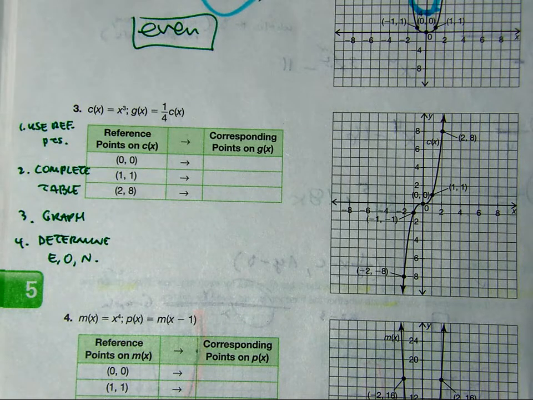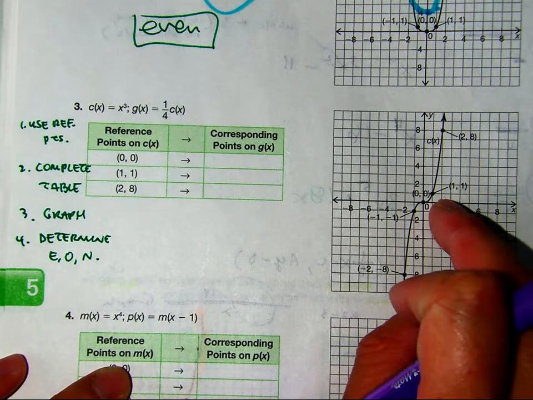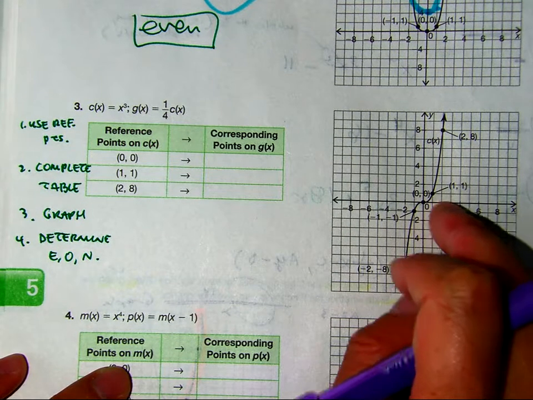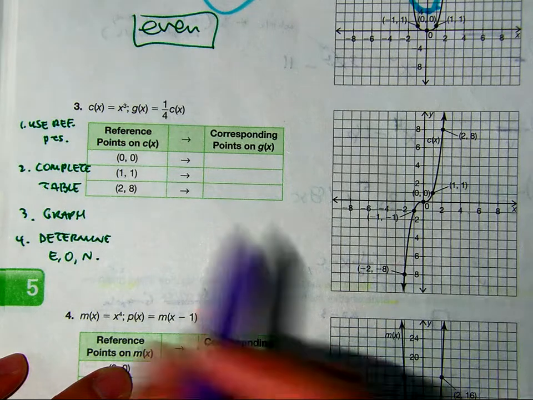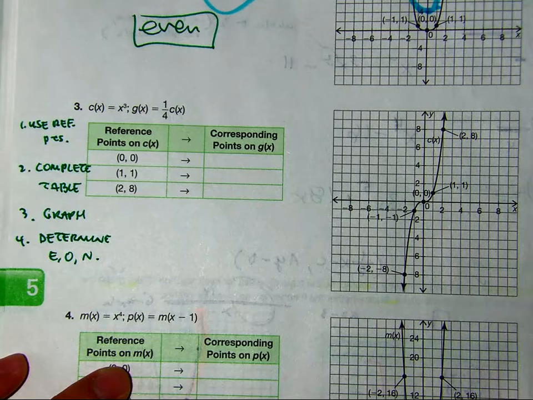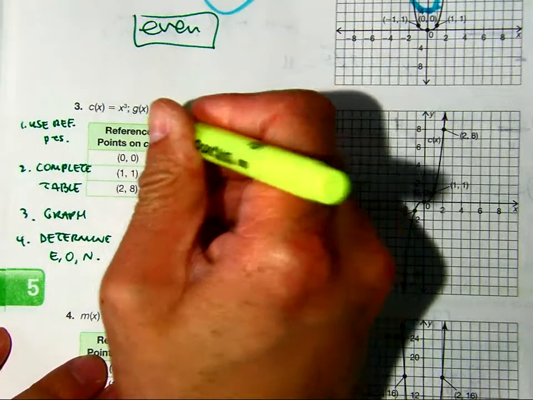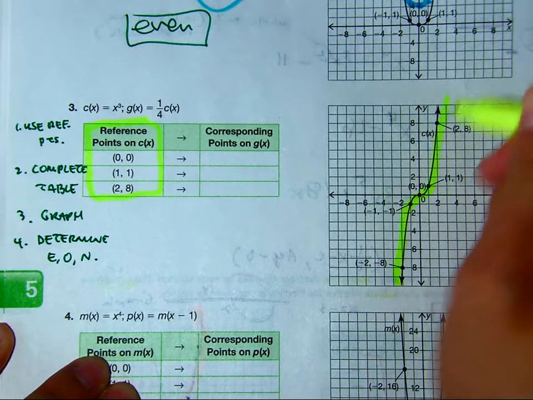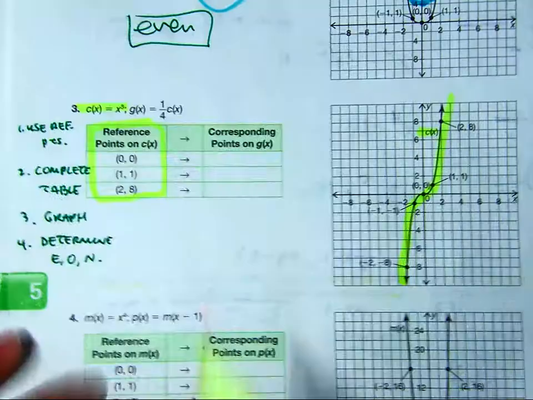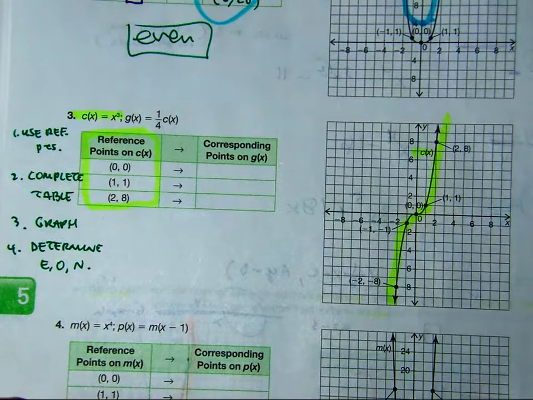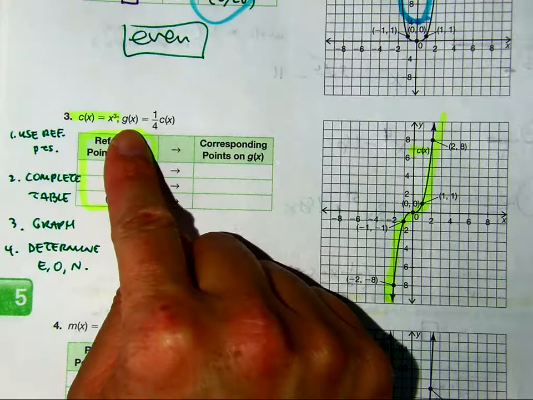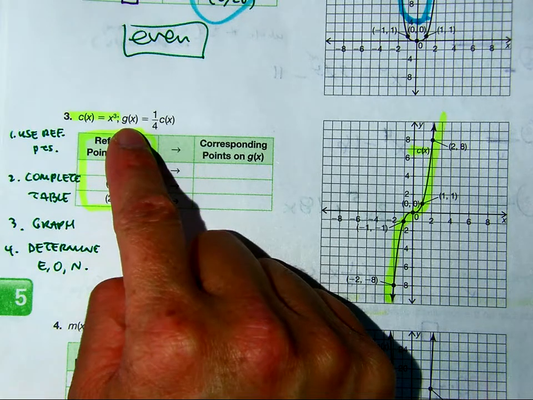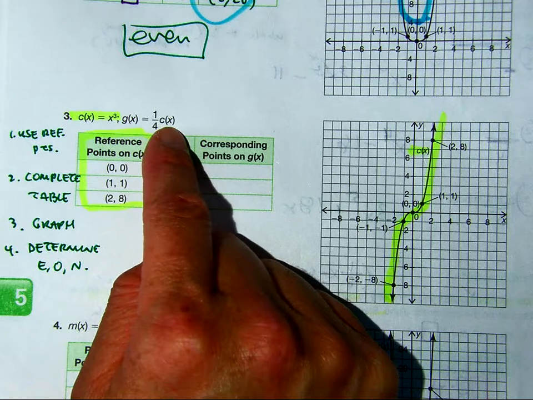All right, in this problem, we need to use reference points. Well, reference points are, we already have the function here in the graph. And they already gave me the parent function, so we did this previously in your packet. This right here is the parent function, right? We already know it's called c of x. Now it's telling me g of x is now 1/4 of c of x.